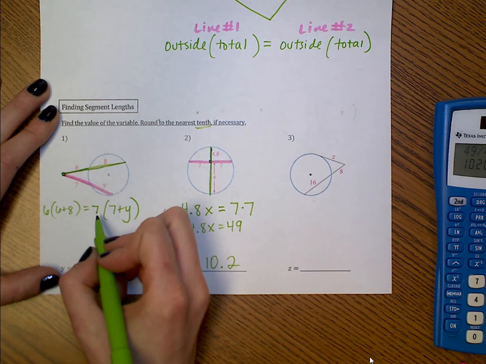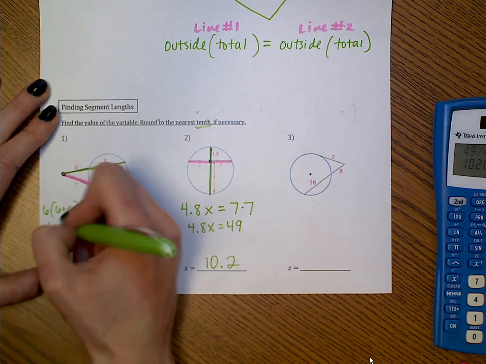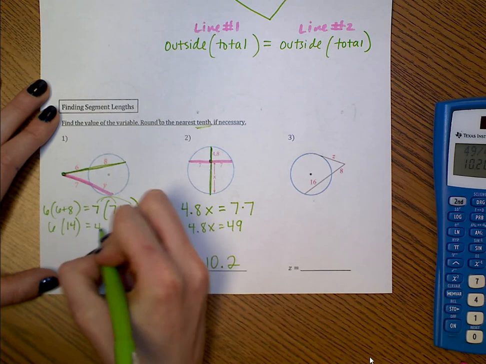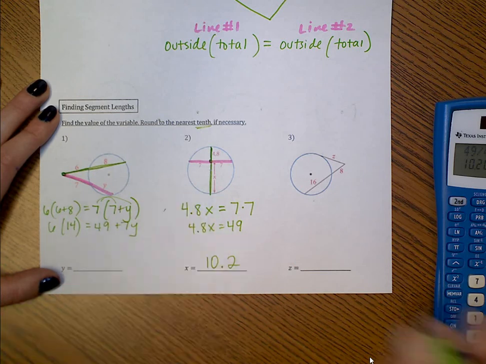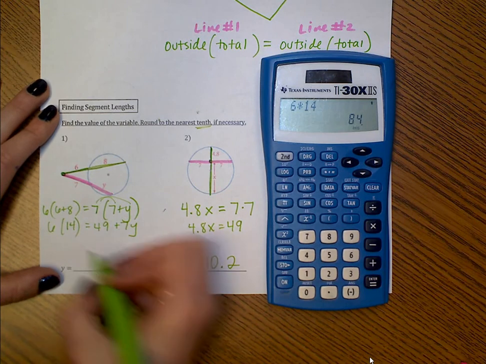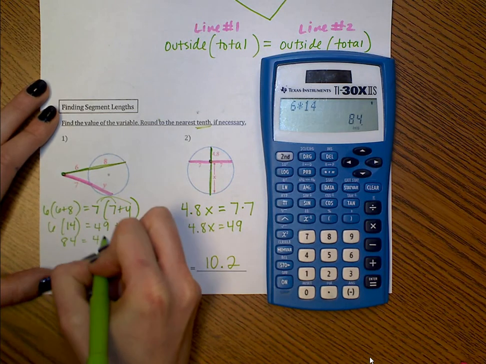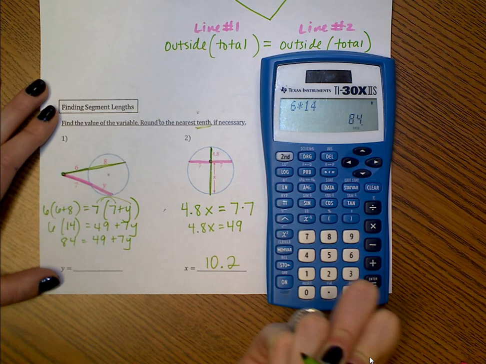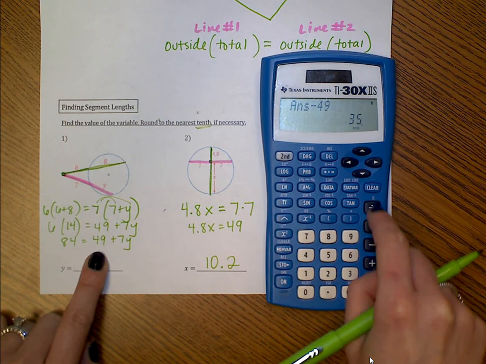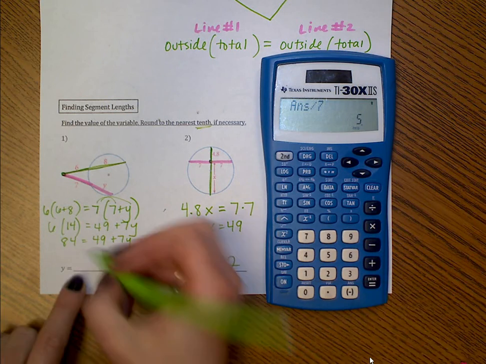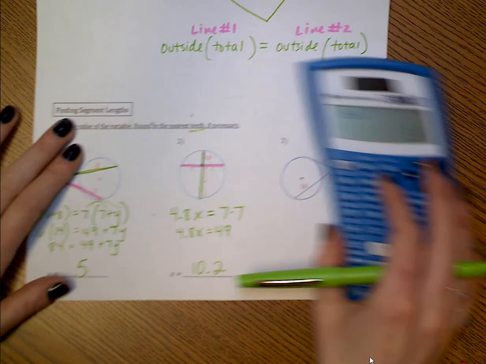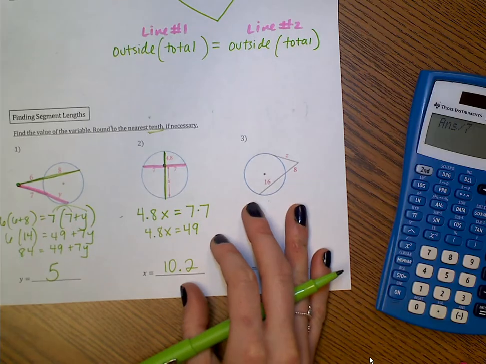Once it's set up, it should not be that bad. So I'm going to distribute there and say that's 49 plus 7Y. And then I would just do 6 times 14 and say 84. Straight algebra from here, so let's see, I would subtract the 49 and divide by 7, and Y would equal 5. So the setup is obviously the challenging part.